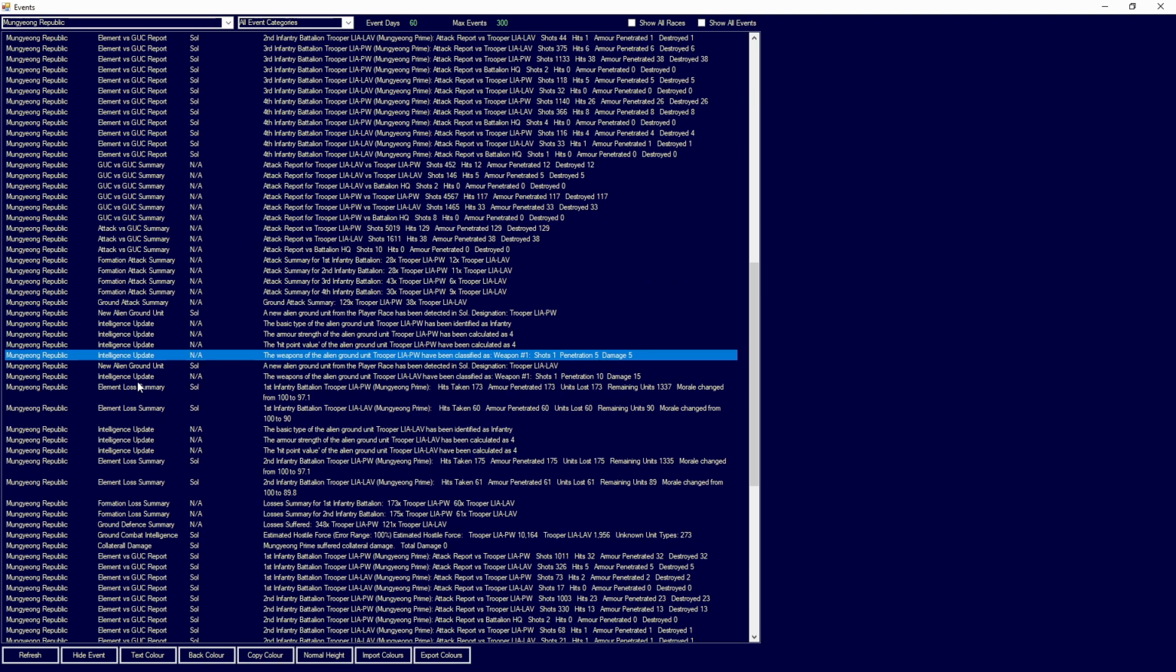Then we'll have the intelligence update. So these are the intelligence updates. Then we have element loss. So this is our losses compared to where we saw the losses up here. So we took 173 hits, we got 173 penetrations, and we lost 173 units.